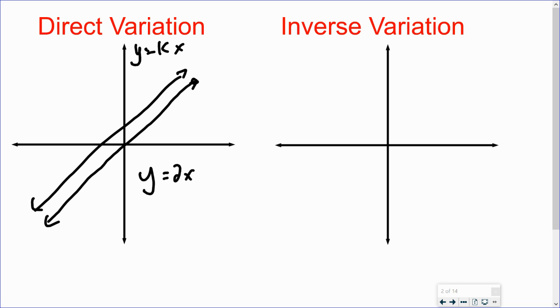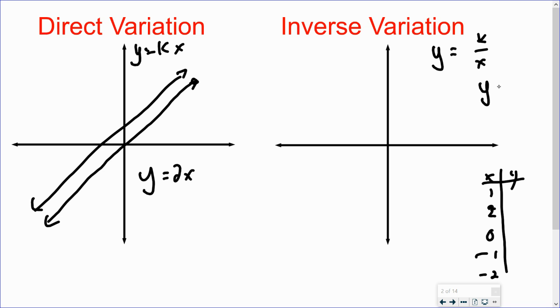Now, inverse variation is a little different. That's y is equal to k divided by x. So if I made a table of values for this, x and y, I chose 1, 2, 0, -1, and -2. Let's make this y equal to 1 over x. If I put a 1 in there for x, this is 1. If I put the 2 in there for x, I get 1/2. If I put the 0 in here, I get undefined. It doesn't work. If I put -1 in there, I get -1, and -2 in there, I get -1/2.